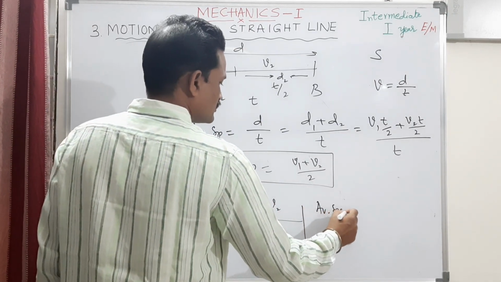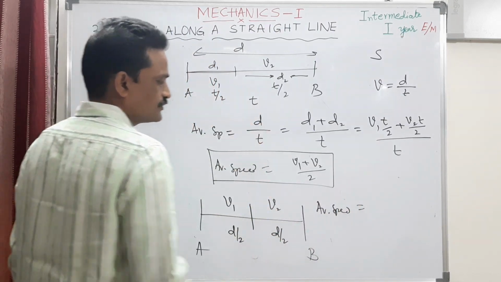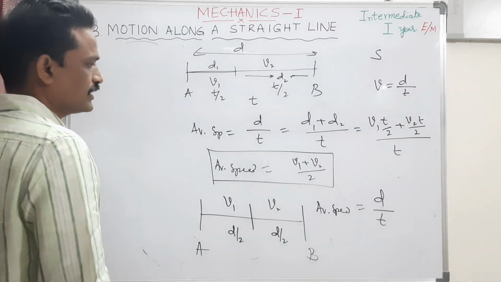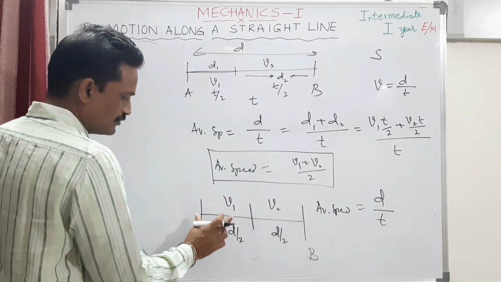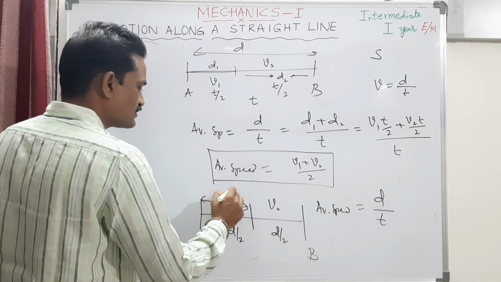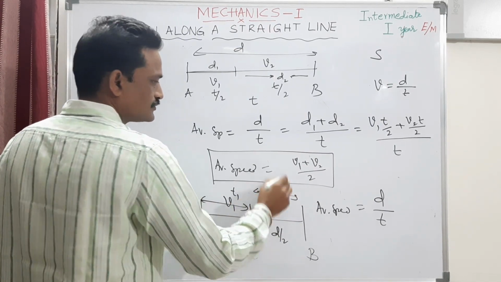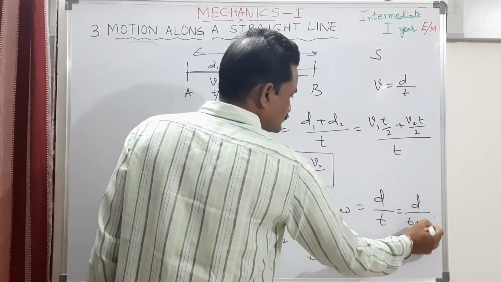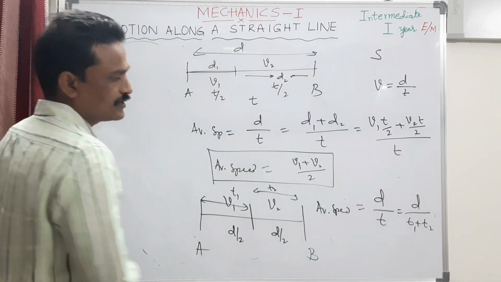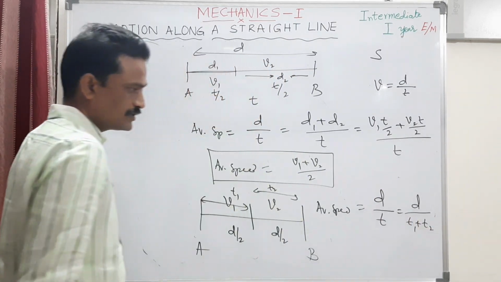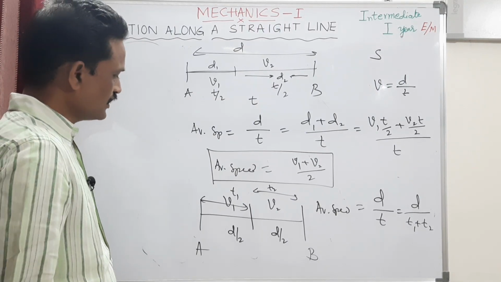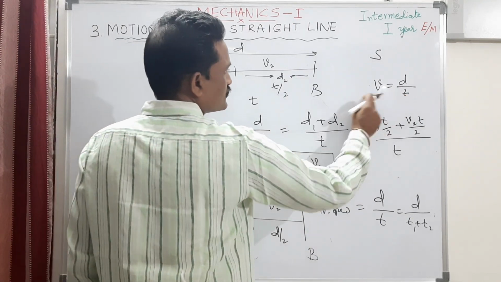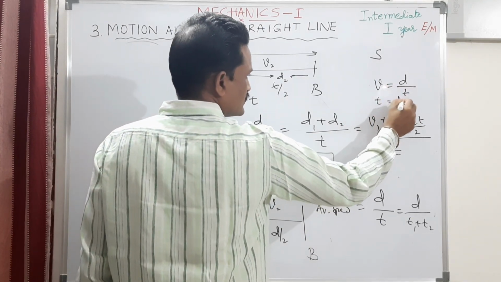So average speed is equal to, the formula remains the same, d by t. But the thing is, I know d, but I don't know t. How much time did it take to travel this much distance? Let us say this is t1 and this is t2. So I write this as d by t1 plus t2. I don't know the values of t1 and t2. I have to get t1, t2 values in terms of known values. So known values are v1, d by 2, v2, d by 2. In order to get time, use the same formula. So t is equal to distance by speed.